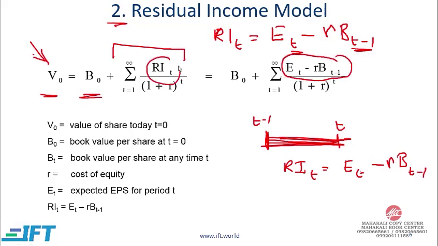Instead of residual income for period T, we can write the earnings for time T minus required return times book value. Make sure you don't get confused by the fact that E here refers to earnings and B refers to book value. If you start confusing E for equity, then that will be a problem. Okay, so remember E is earnings.